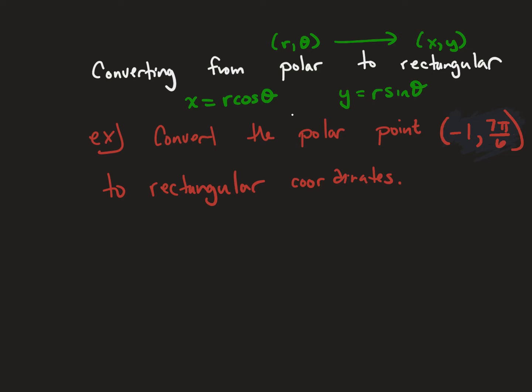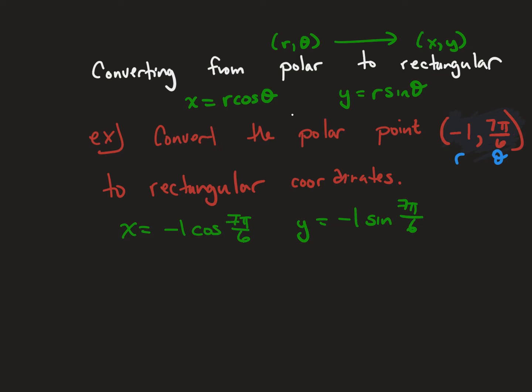So in this point we're given, this is r and this is theta, and we just want to figure it out from there. So x is going to be r cosine 7 pi over 6, and y is going to be negative 1 sine of 7 pi over 6.